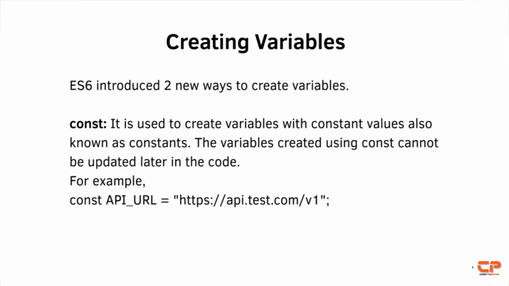The second way is using the const keyword. It is used to create constants, which means the variables created using const cannot be updated later in the code. So these are constants. For example, const API URL is equal to some string URL.